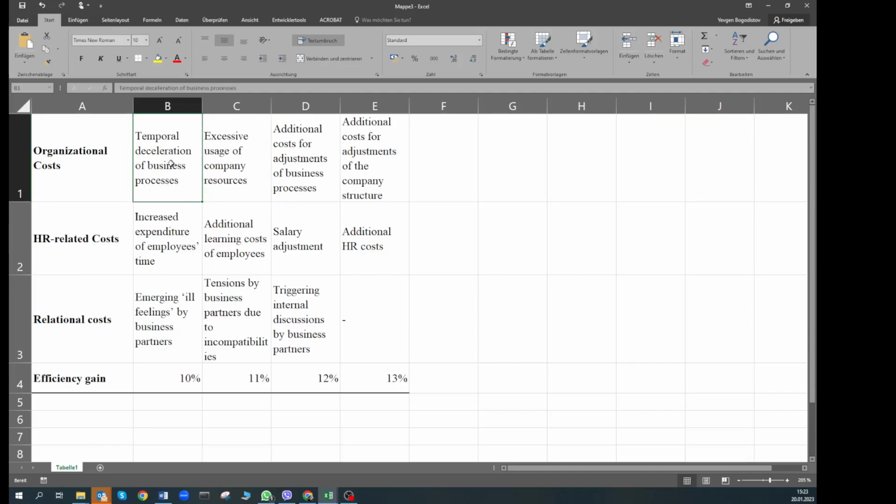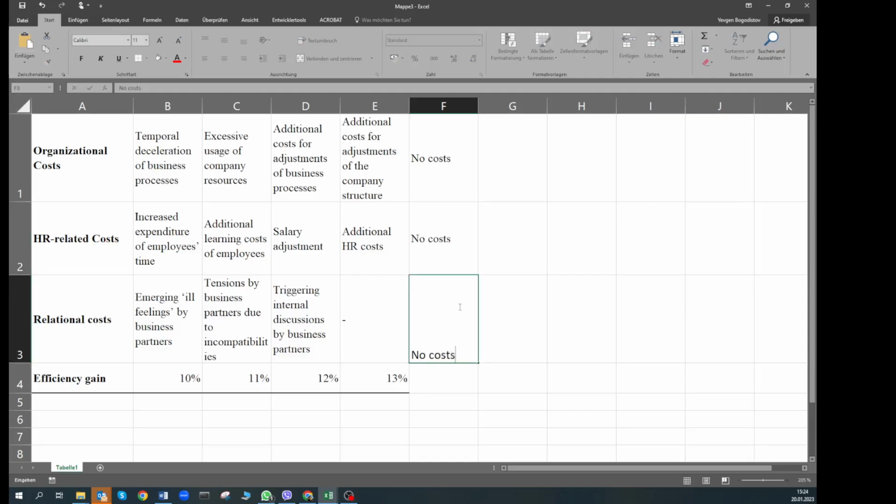The solution is pretty obvious, but I hadn't thought about it before. If you are developing a discrete choice experiment, think about the following: the best way would be to add an additional level, the one that is the baseline. What would be the best baseline for the organizational costs? Very simple: no costs. With regard to HR related costs, the same, no costs. And with regard to relational costs, the same, no costs.